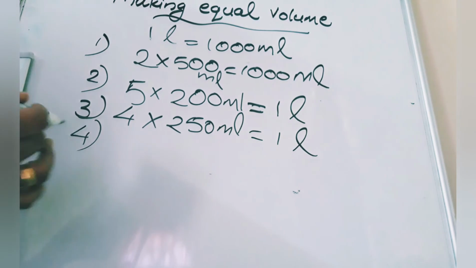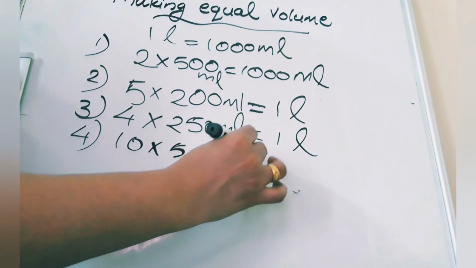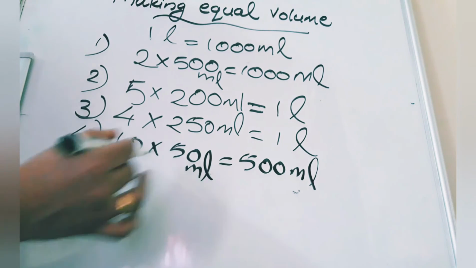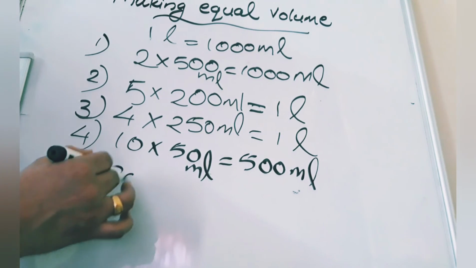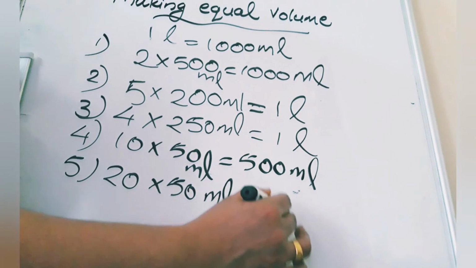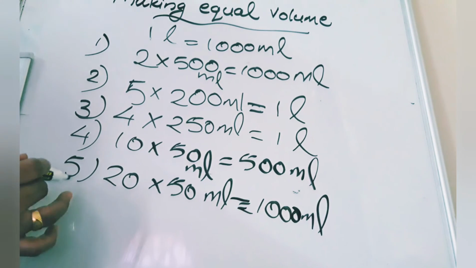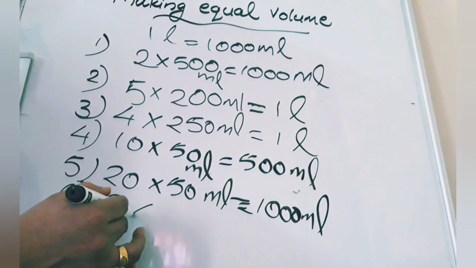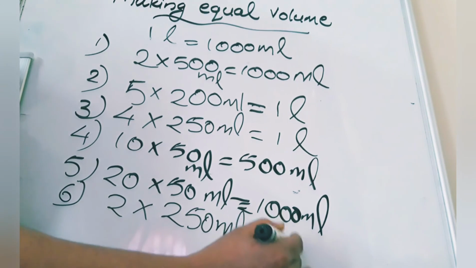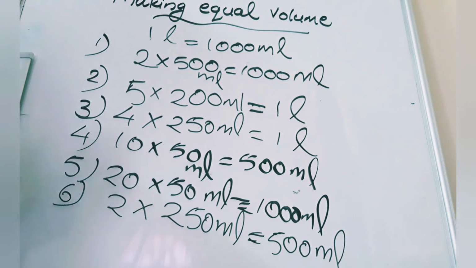Then the fourth one we have learned, 10 into 50 equal to 500. 10 into 50 equal to 500 ml. 10 times 50 ml. So we can tell that 20 into 50 ml is equal to what? 1000 ml or 1 liter. Now we can try like this. 2 times 250 ml is equal to 500 ml. Right?